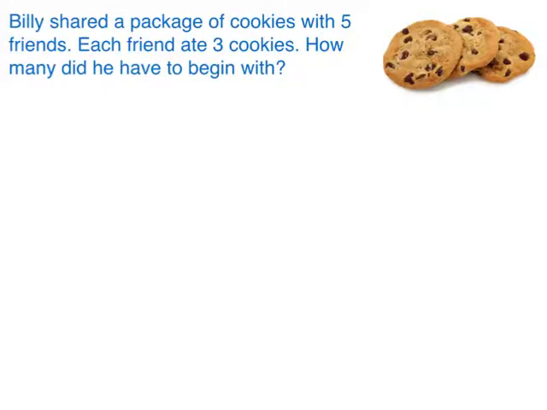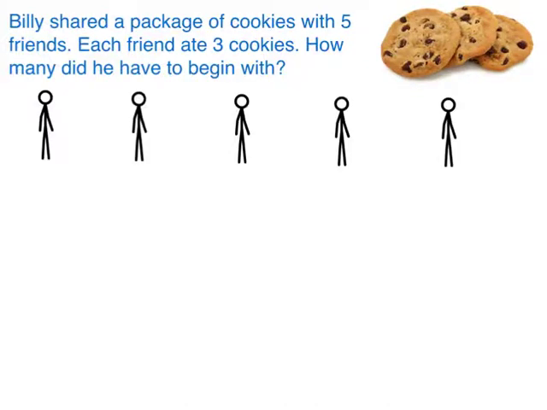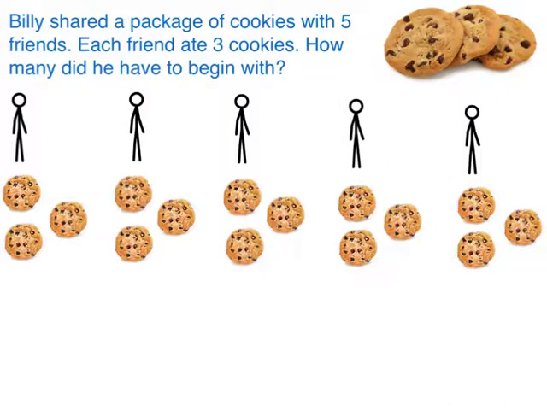Billy shared a package of cookies with 5 friends. Each friend ate 3 cookies. How many did he have to begin with? So maybe we can begin by drawing ourselves a picture. So here are Billy's 5 friends. Remember, your pictures don't have to be really nice works of art, just simple pictures will do. So now let's draw each friend with 3 cookies. So here are the 5 friends with 3 cookies each. We'll just use a line here to separate them.